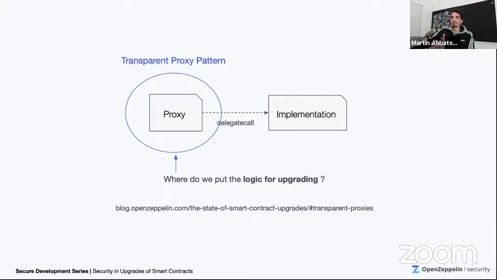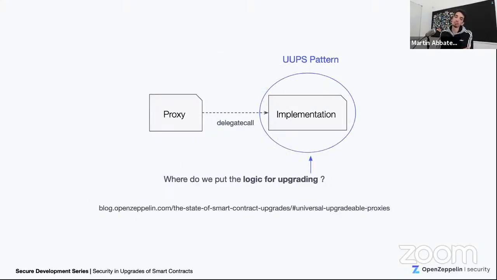If you put the upgradability logic in the proxy, what you will get is immutable upgradability logic, right? You will have a little bit more complex proxy, but the upgradability logic will always be there. Instead, you could choose to have a more lightweight proxy and push the entire logic, even for upgradability, on the implementation. If you do that, you will end up with something along the lines of the universal upgradable proxies pattern. Again, lots of material in the community that you can read if you are not sure what I'm talking about here.